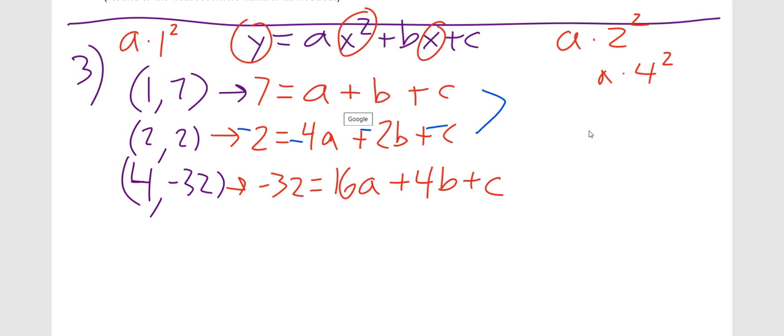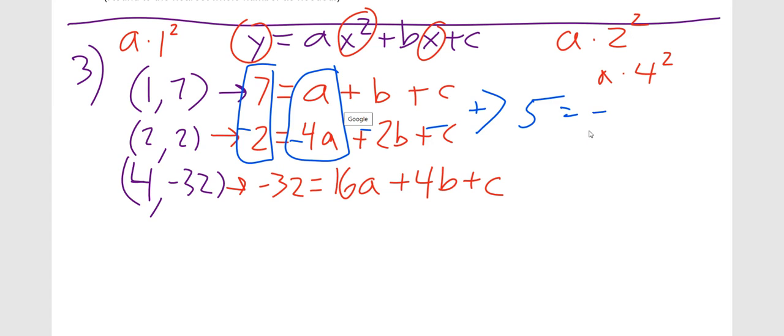I need you to add these two equations together. So what is 7 plus negative 2? 5. How about a minus 4a? Negative 3a. b minus 2b. Negative b. And what happens to the c's at the end? They cancel out, so I don't have those anymore.